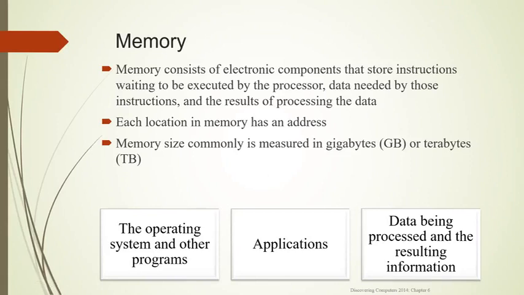Nowadays, if you want to buy a hard disk, they ask what your capacity in GB is. Very recently they also have terabytes, TB, 10 or 20 now. The operating system and other programs run in the RAM. Applications are running in the RAM, data being processed and the resulting information go to the memory. So these are the data handled by memory.